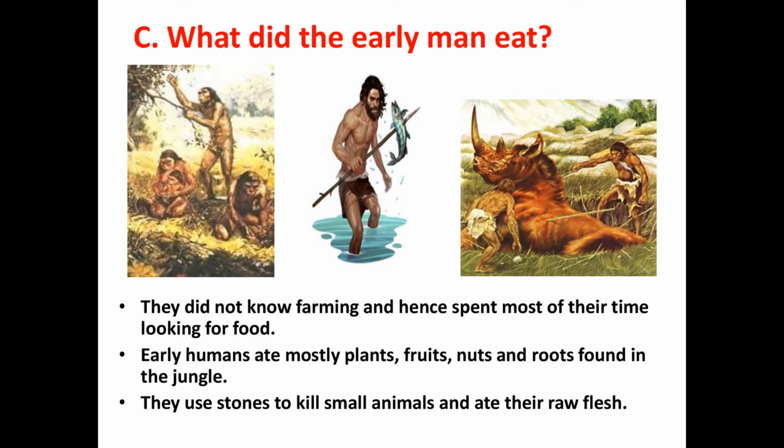They did not know farming, and hence they spent most of their time looking for food. Early man ate mostly plants, fruits, nuts, and roots found in the jungle. They also used stones to kill small animals and ate their raw flesh.